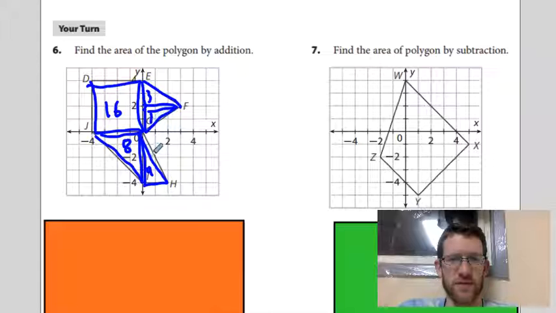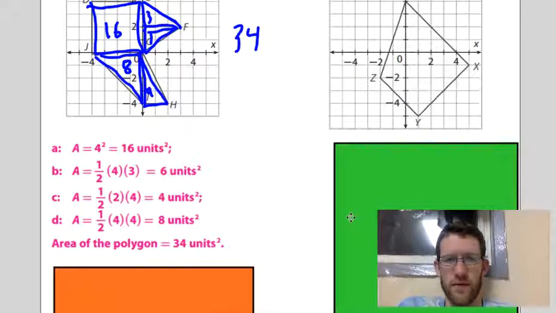So then we can go 3 plus 3 plus 16 plus 8 plus 4 gives us 34? I think 34. Yay, 34. Okay.